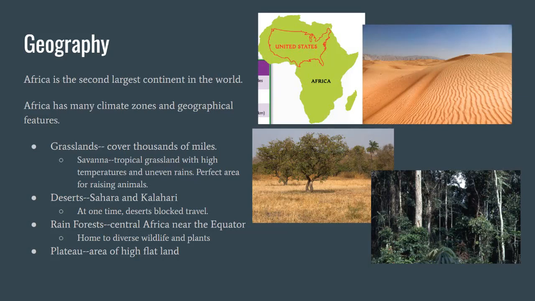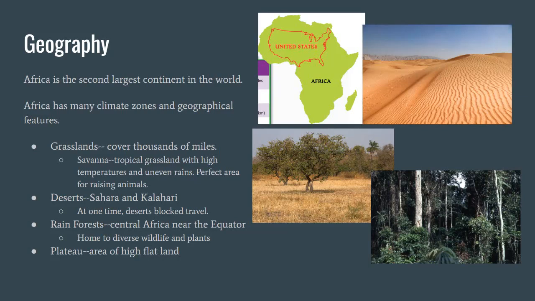So the first slide we have here is going to talk about geography. Africa is the second largest continent in the world, and I love the map here where we see the continent of Africa, and you would also see the United States and how it fits in there. We often think that the United States is a very large country, and while this is only part of the United States, you may have noticed that Alaska and Hawaii are not included, just the continental U.S., but it is not really that big when you think about how large Africa is.